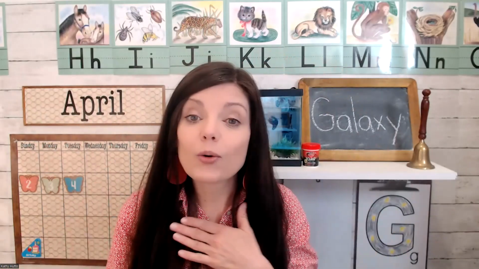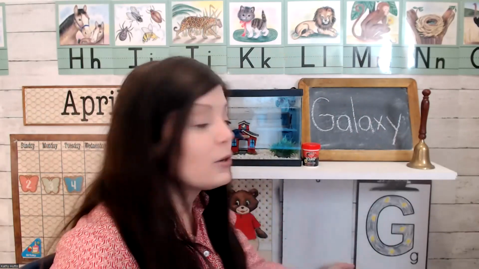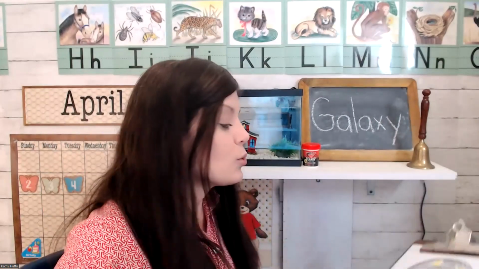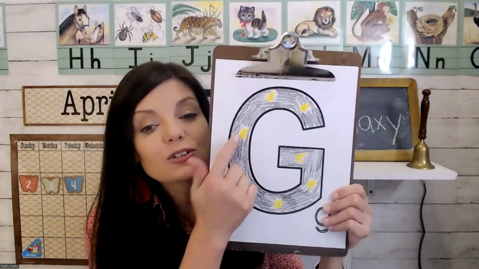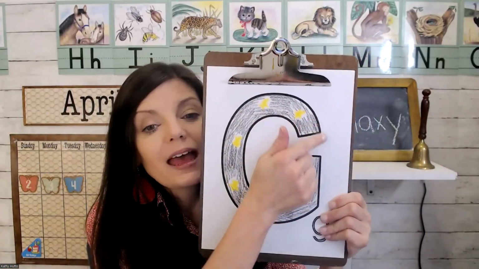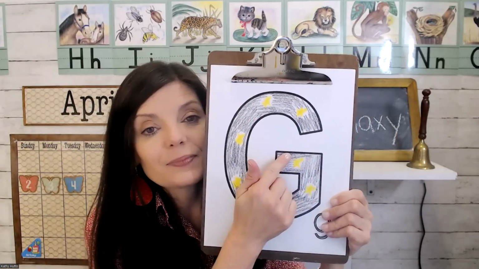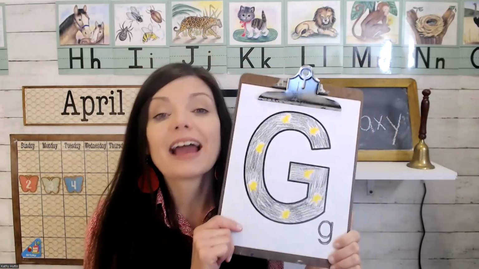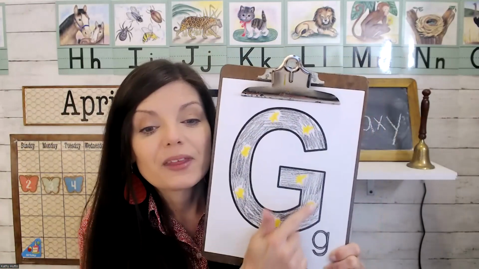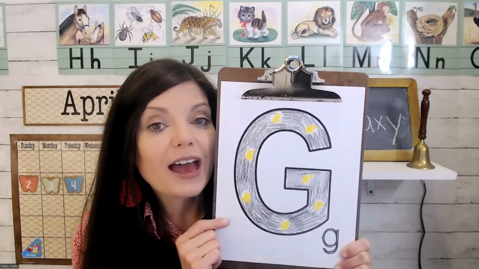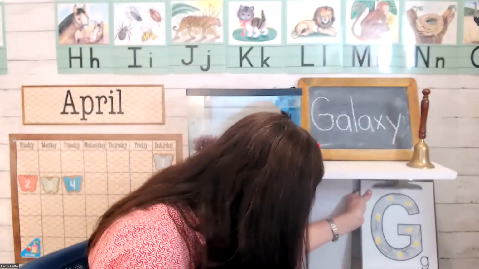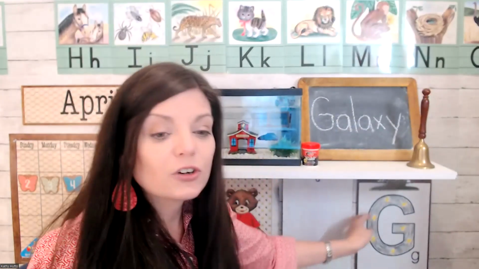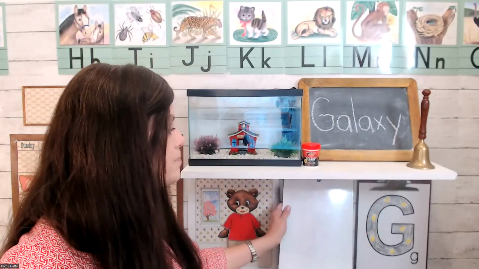Our own planet Earth is part of the Milky Way galaxy. So to decorate our G today, I just put some yellow stars that I drew, and then I colored it black. You can see the stars in the sky at night when it's dark. You could use star stickers if you have those instead of drawing some. So this is the letter G, and that's an idea for you to decorate your G.